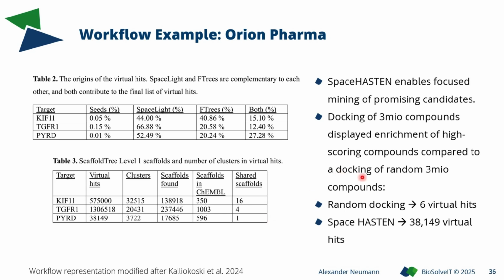Just to highlight some interesting facts here, they also compared their workflows to random docking. They ran the workflow for their space on 3 million compounds, and then brute force docked 3 million random compounds from the Enamine REAL space. What came up by doing random docking was that only 6 virtual hits would emerge, whereas in their case with SpaceLight and F-trees, they were able to retrieve almost 40,000 virtual hits based on their algorithm. So a huge discrepancy here by doing the brute force method compared to a smart approach.